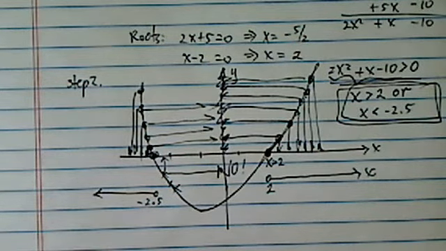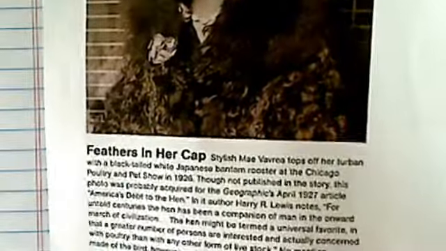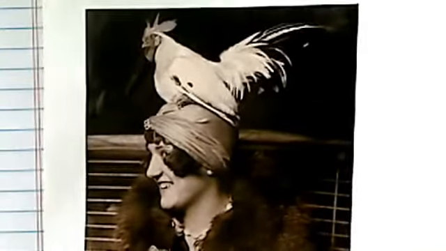I hope that's clear. I have a funny picture to make our math break interesting, completely unrelated. Look at this hairpiece. She has a chicken on it. It says this is back at the Chicago World's Fair in 1927. I guess they had different fashion back then.